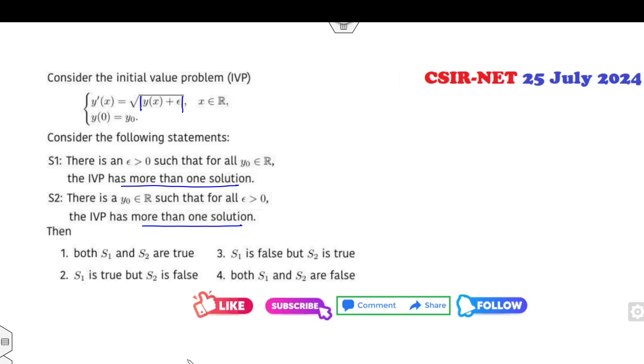Now listen carefully, students, listen carefully. If you read the statement, do they ask you to solve the problem? Do they ask you to solve the problem? No, because they are simply asking whether it is true or false. They are simply asking whether it is a unique solution or more than one solution.